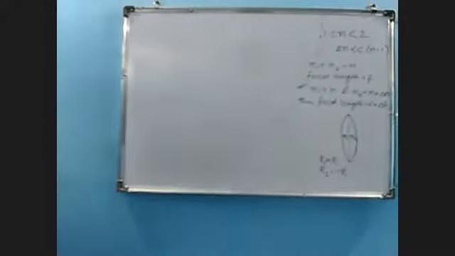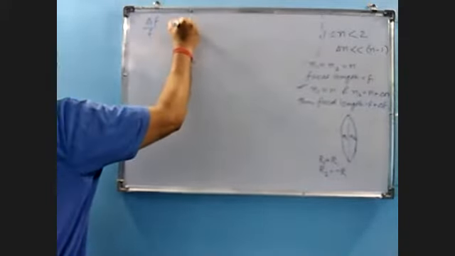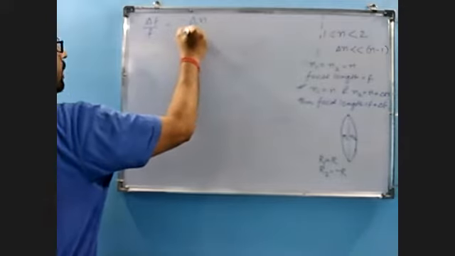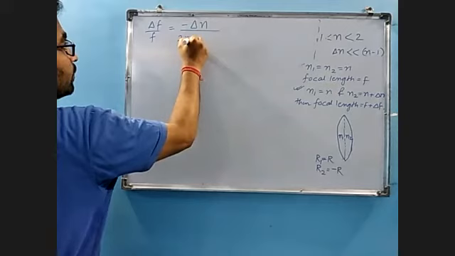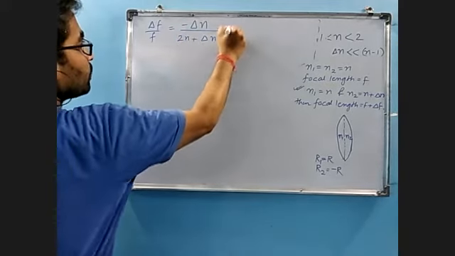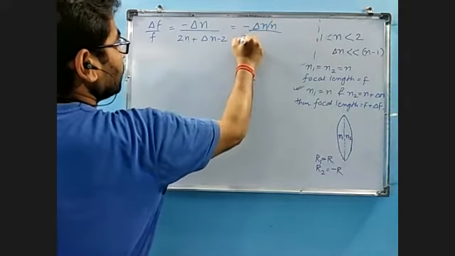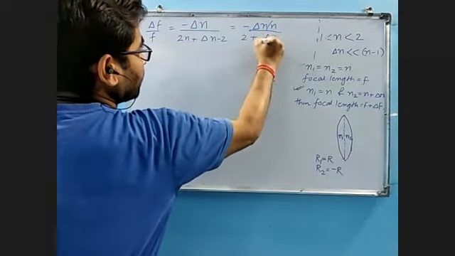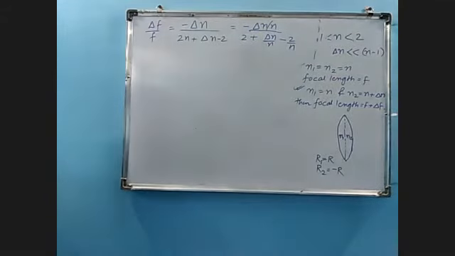So you have delta f by f is equal to minus delta n upon 2n plus delta n minus 2, that is equal to minus delta n by n upon 2 plus delta n by n minus 2 by n. So this is the equation which we are getting finally.